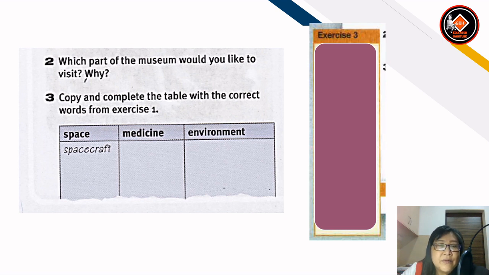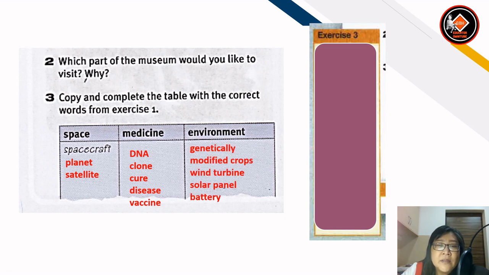So for space, you have the word spacecraft. Other words are planet and satellite. And for medicine, you have DNA, clone, cure, disease, and vaccine. Environment: genetically modified crops, wind turbine, solar panel, and also battery.